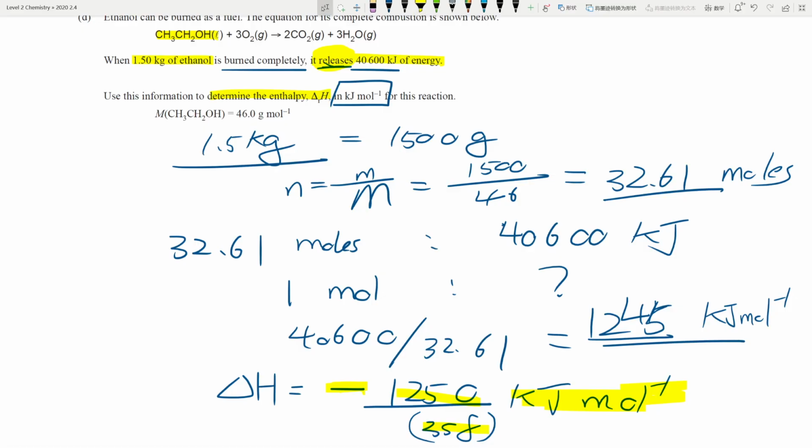Okay, so this is the 2020 2.4 exams. Hopefully that has been helpful. Now, from now till the school exams, I will go through all of the 2020 exams for level 2, level 3, and level 1 as well. Okay, so hopefully this has been helpful.